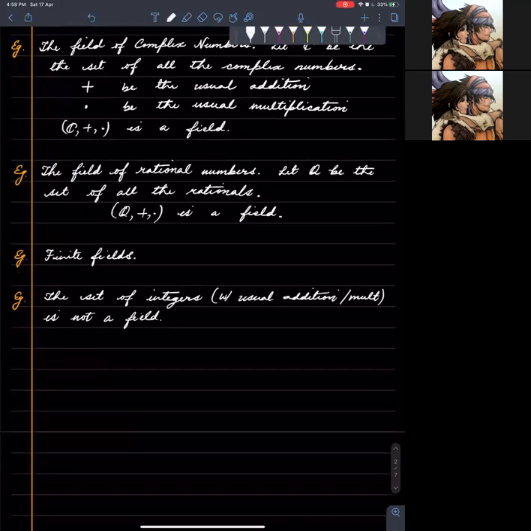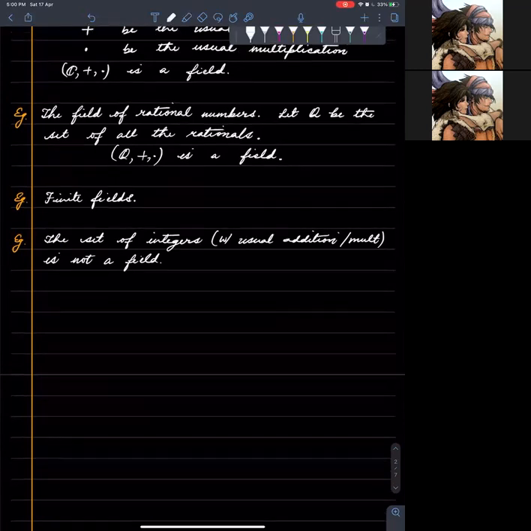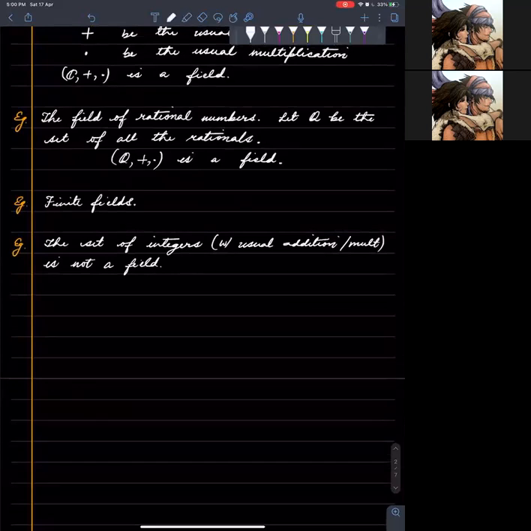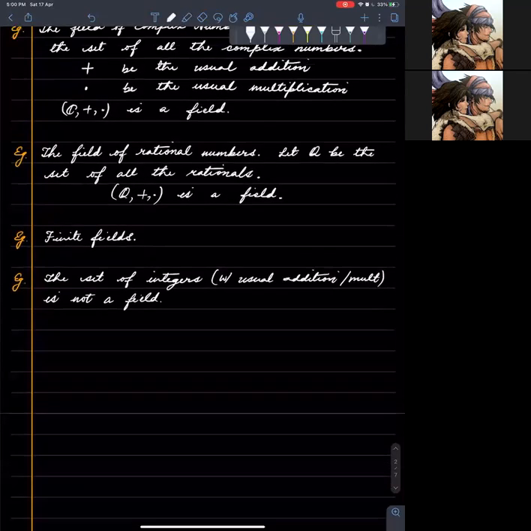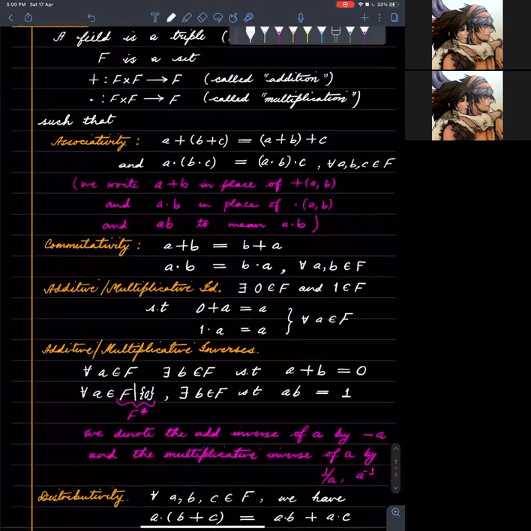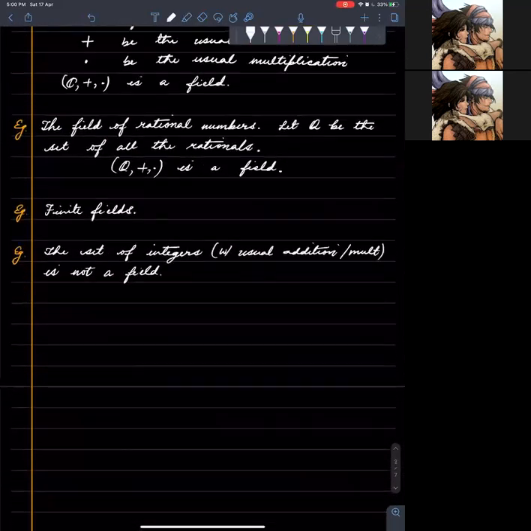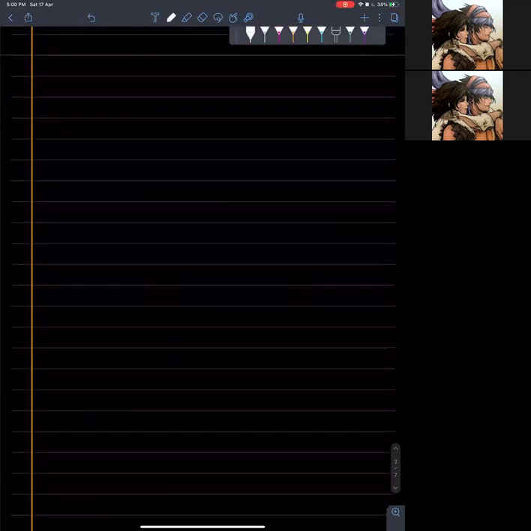This is simply because you can't invert every integer. If you take an integer, let's say 2, the multiplicative inverse of 2 does not exist in the integers. So it's not a field. The multiplicative inverse of 2 is half, which is not an integer. So that's that about fields. And now let us go to the definition of vector spaces.